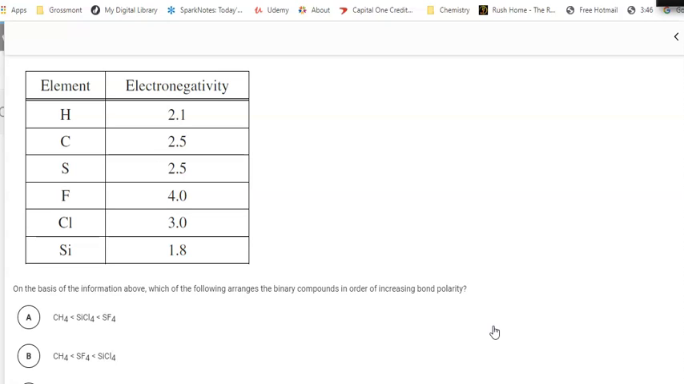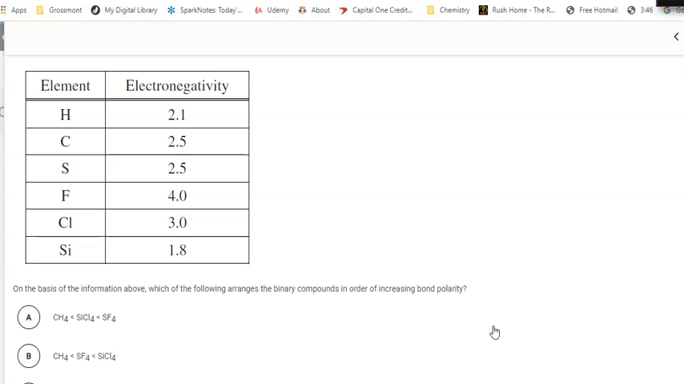Okay, what about SiCl4? Well, Si is in the same group or column as carbon, so it's going to form the same kind of bond. It's tetrahedral, so it's also going to be non-polar, and it's also going to have only London dispersion forces, the only kind of intermolecular forces that attract nonpolar molecules to other nonpolar molecules. So neither one of them is going to have an increasing bond polarity.